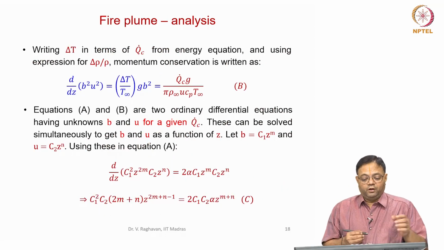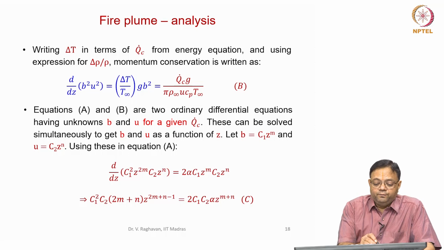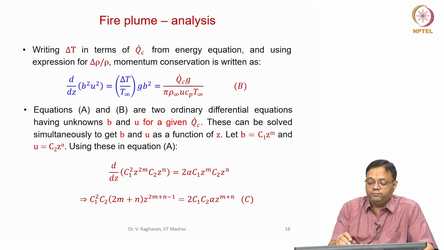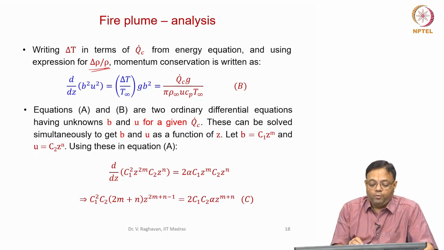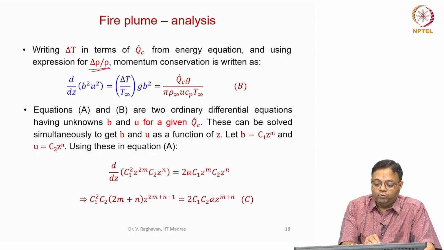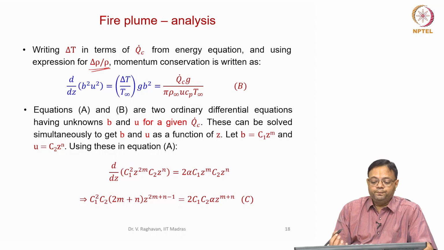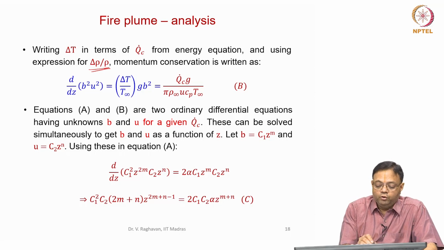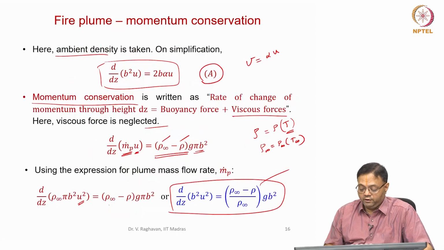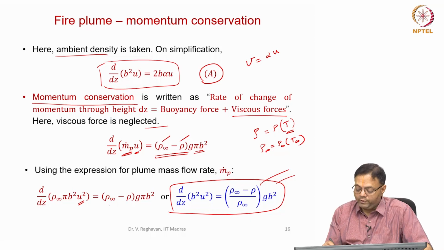Now, writing delta T in terms of Q dot C from the energy equation and using the expression for delta rho by rho, the momentum conservation can be written. So I am now incorporating the momentum conservation and I am adding the energy conservation also into it. So here you can go back to the expression which we have derived. So this is delta rho by rho.